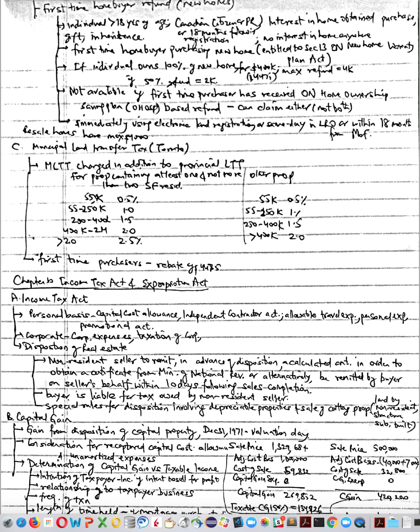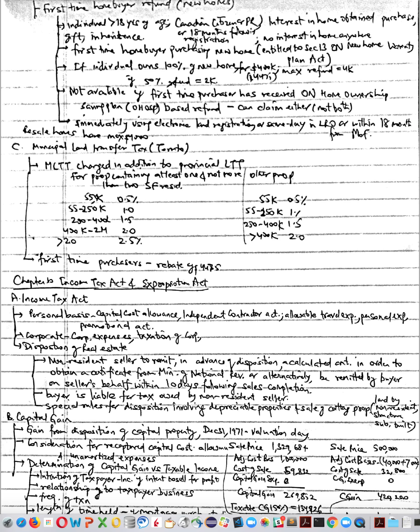So again, in the case of a corporation, the sale price is, let's say, $1.329 million. The adjusted cost basis is $1 million. The cost of sale is $59,000. Then the capital gain comes out to be $269,000, and the taxable capital gain is 50% of it, which is $134,000.